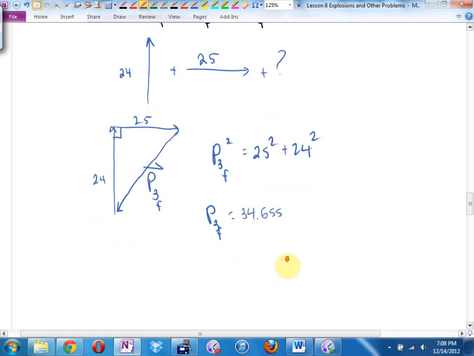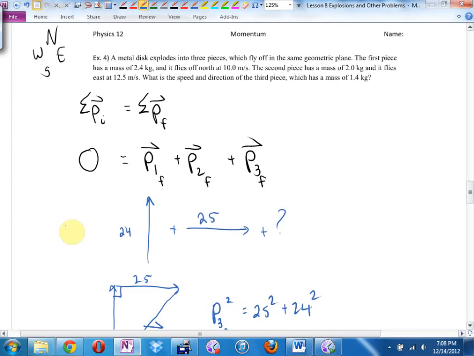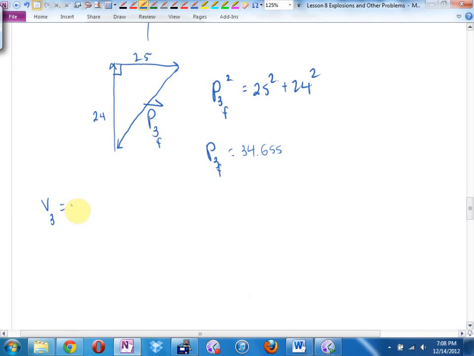Of course, they didn't ask for the momentum. They wanted the velocity. How can I find the velocity of object 3? I guess I'm going to divide by the mass of object 3, which has a mass of 1.4. So if I take this, divide by 1.4, hey, now I got the speed, 24.8 meters per second. That's the speed, now to make it a velocity.